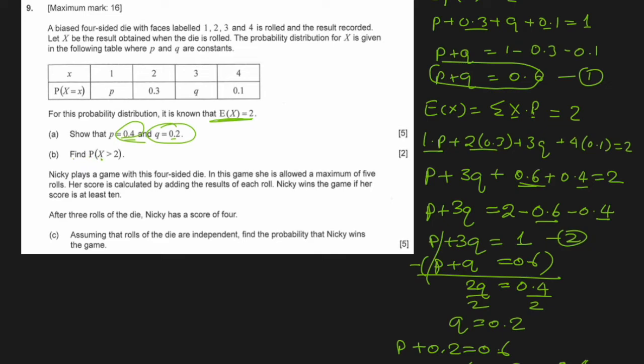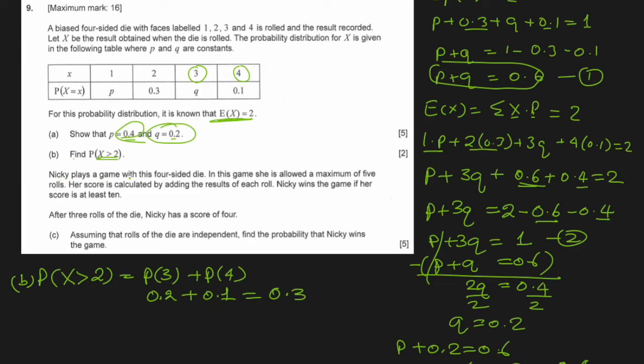Find the probability that x is greater than 2, not equal to, greater than 2, that means 3 or 4. So the probability that x is greater than 2 will be the probability of 3 plus the probability of 4. The probability of 3, we got, Q is equal to 0.2, and the probability of 4 was 0.1. So the answer is 0.3. This is part B.